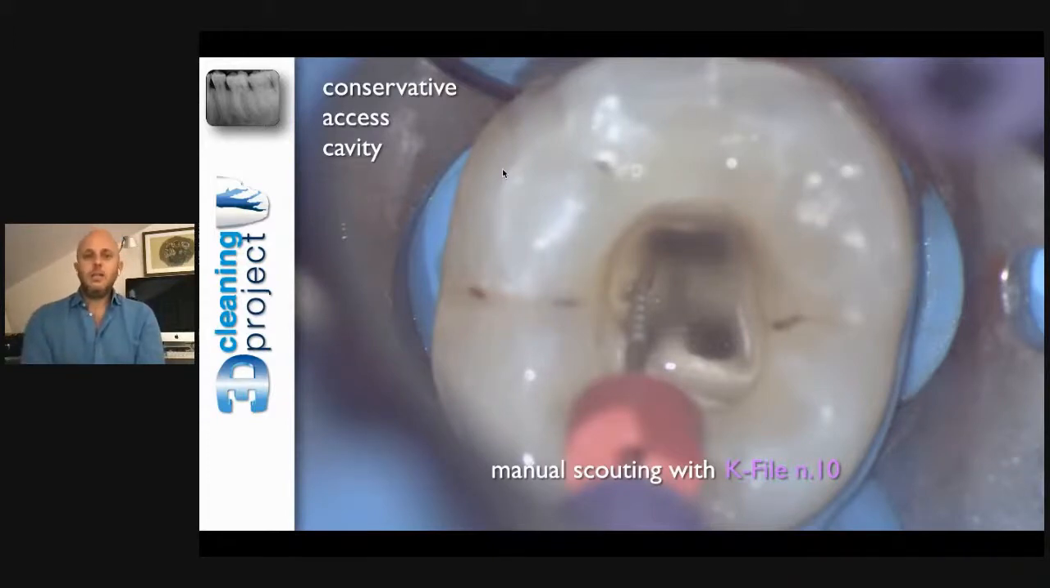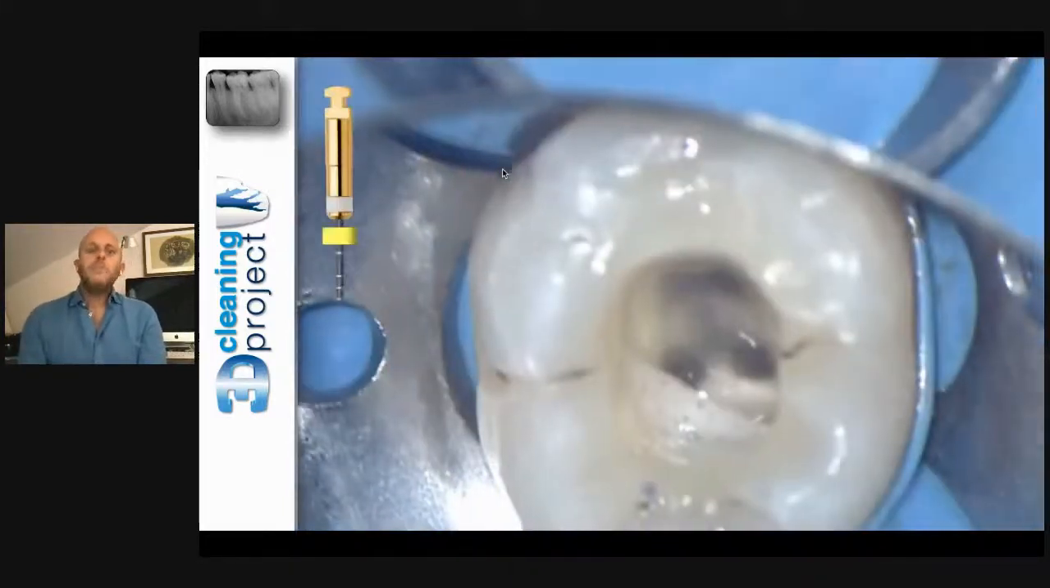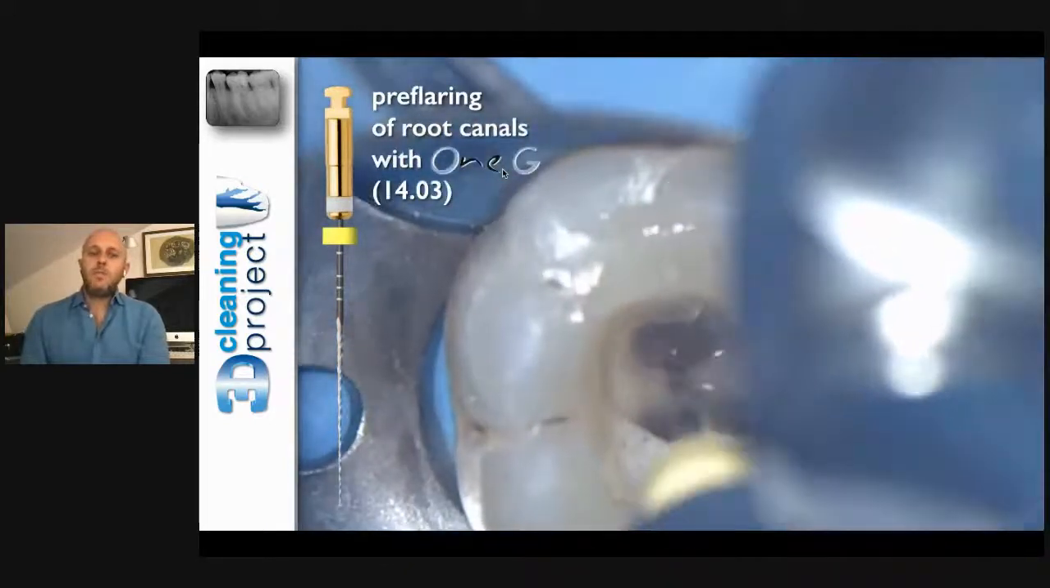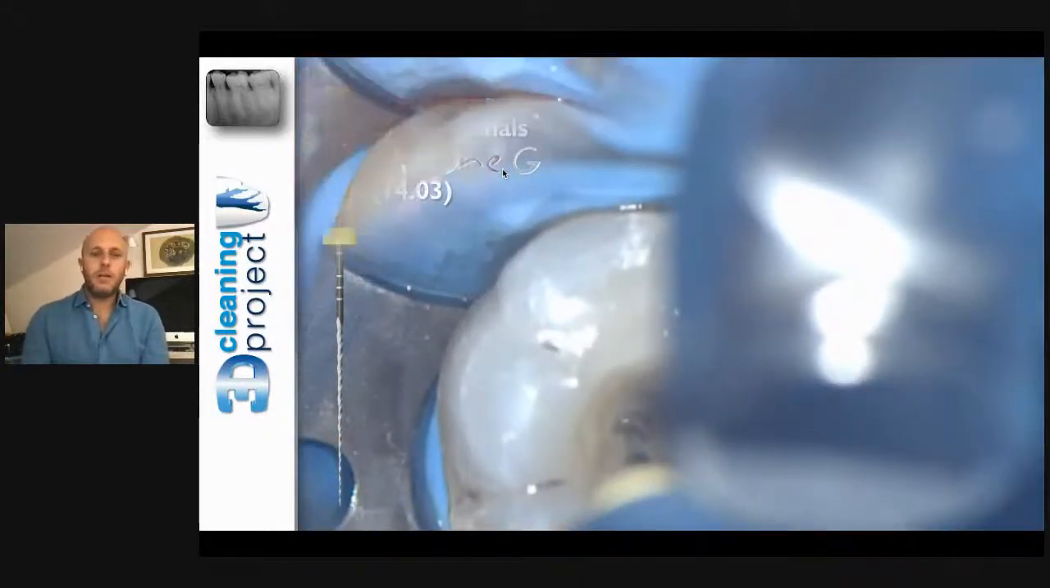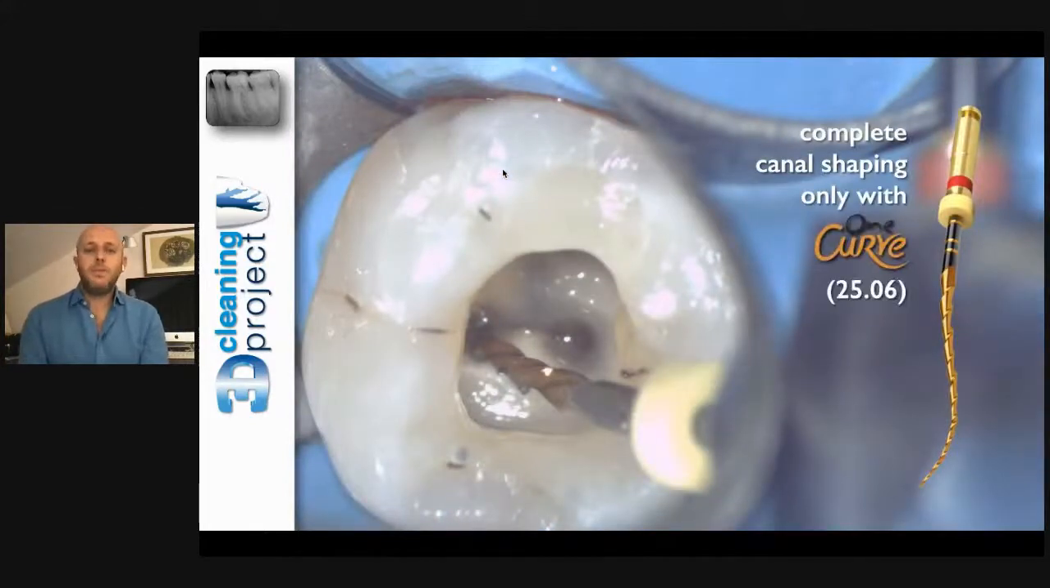In this case, the tooth was not vital. And then I start to scout the canals with a small stainless steel hand file. Then I create the glide path with a specific file. I do the pre-flaring of root canals, in this case with the 1G by Micromega. And then I shape the canal. So only one file to scout the canals, only one file to do the pre-flaring, and only one file for the complete root canal treatment. So the easiest shaping procedure possible.